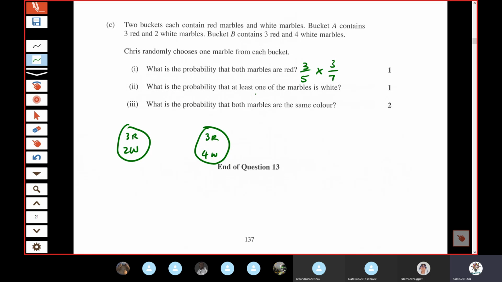What is the probability that at least one of the marbles is white? At least one. Well, instead of doing red and then white, white and then red, and then white and white, you should do 1 minus the probability of red and red. So not getting any whites. So that you could have done, which is just 1 minus our answer in part I. Or you could have done red, white, plus white, red, plus white, white. But why would you want to do the 3 cases?